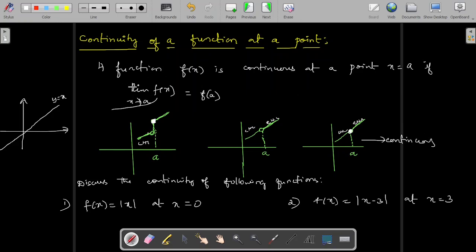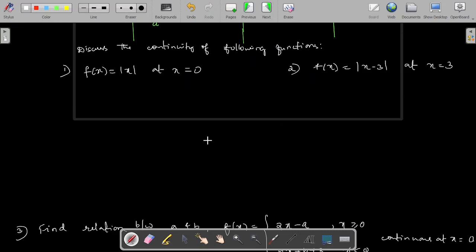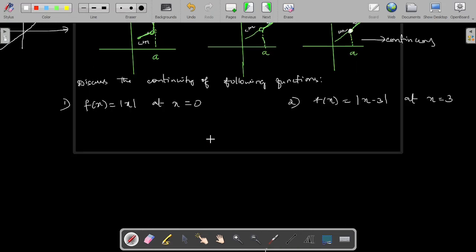So using the algebraic definition of continuity, we say that the function is continuous if limiting value of the function is equal to the value of the function at that point A. So you have to find out LHL at A and RHL at A. Then LHL must be equal to RHL, and that should be equal to the value of the function. Let us see some problems. Discuss the continuity of the following functions. You have to check, is modulus function continuous at x equal to 0?